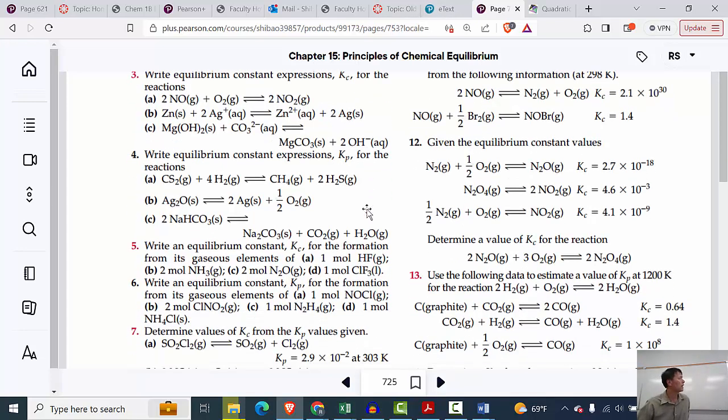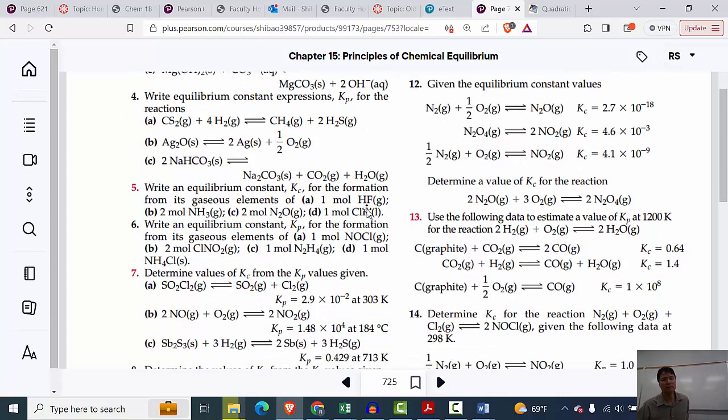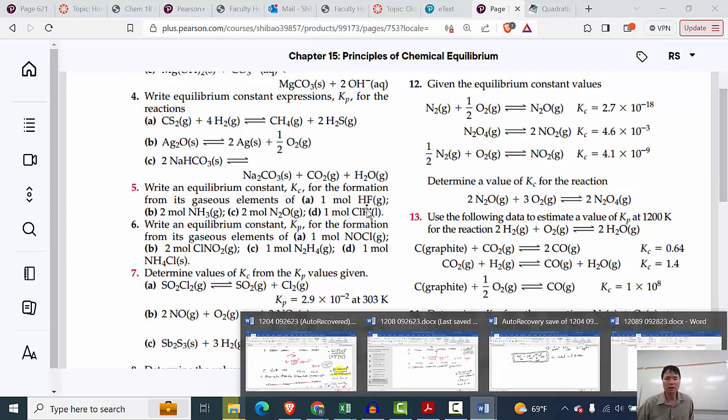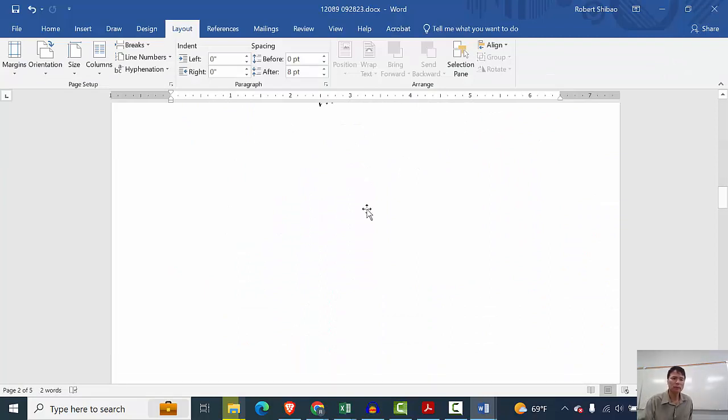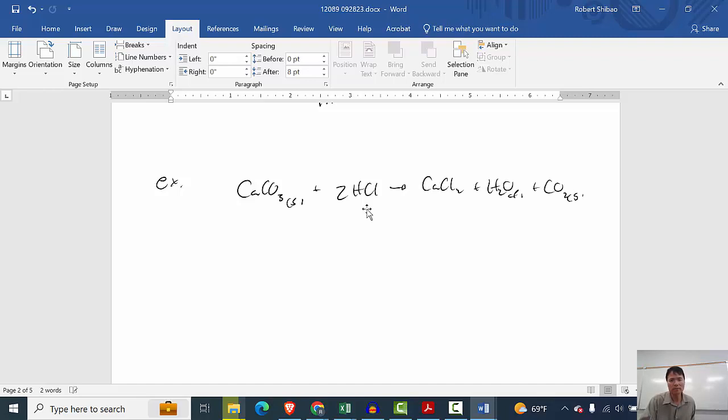So when I have gases, I have a choice. I could do Kp or Kc. But what if I have a mixed scenario? So let's take a look at a mixed scenario here. If I have something like calcium carbonate solid plus 2 HCl, this is going to go to calcium chloride plus H2O liquid plus CO2 gas.